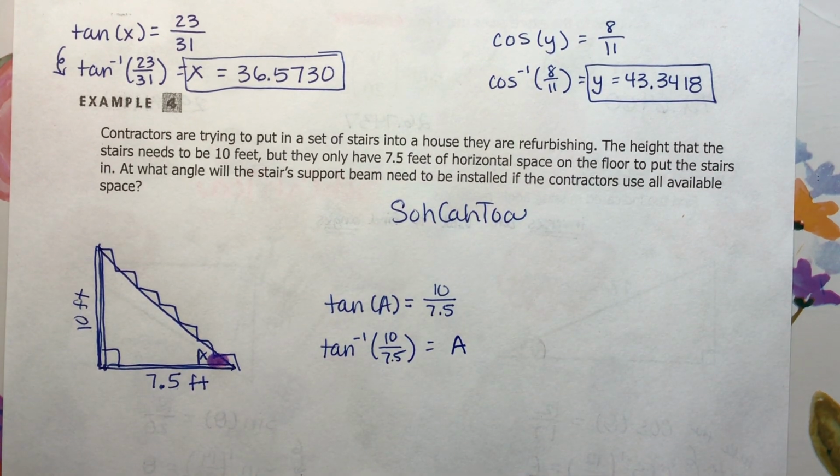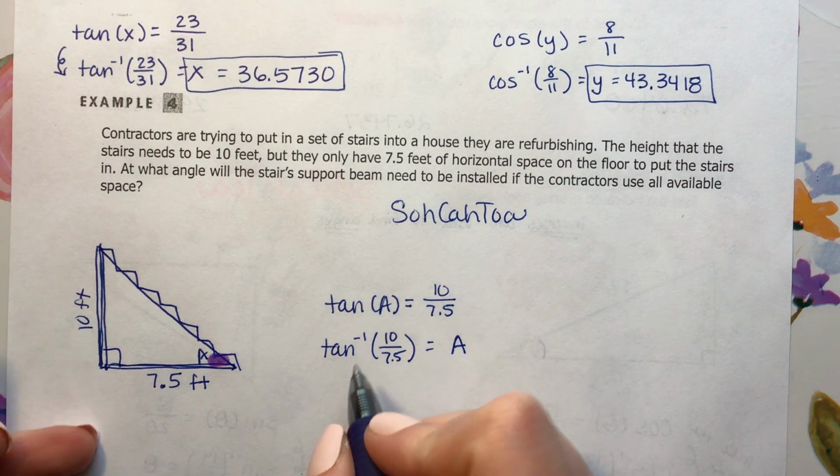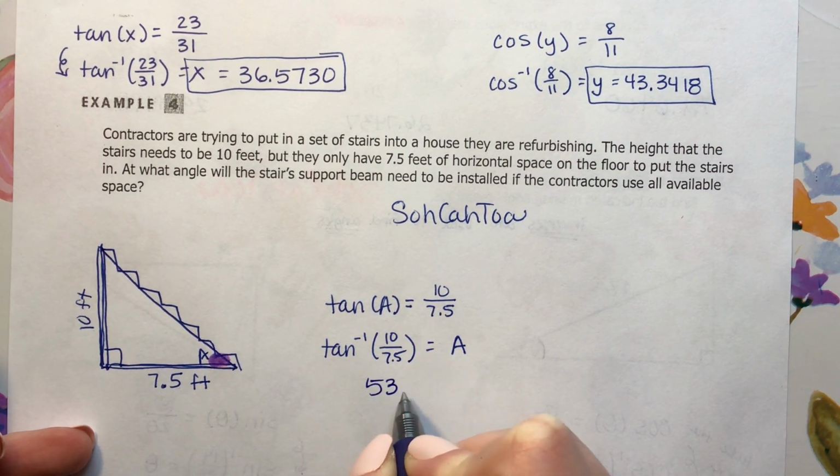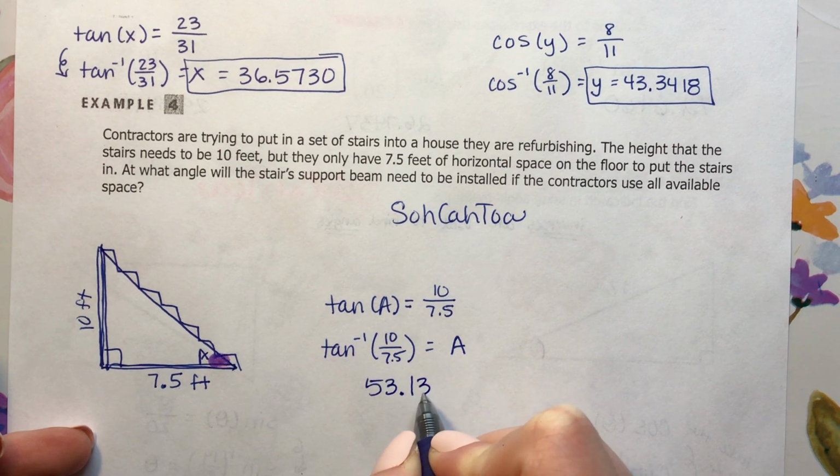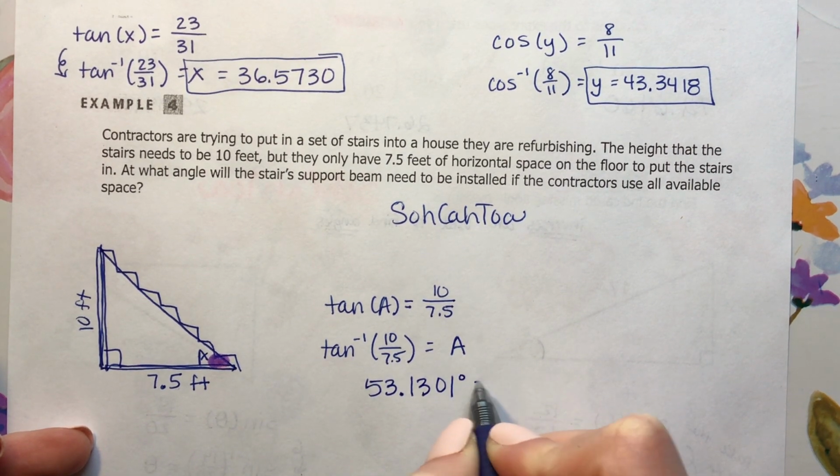I want to put that into my calculator. So I'm hitting the second key and then the tangent button. I'm dividing 10 by 7.5. And when I do that, I get a degree of 53.1301 degrees.